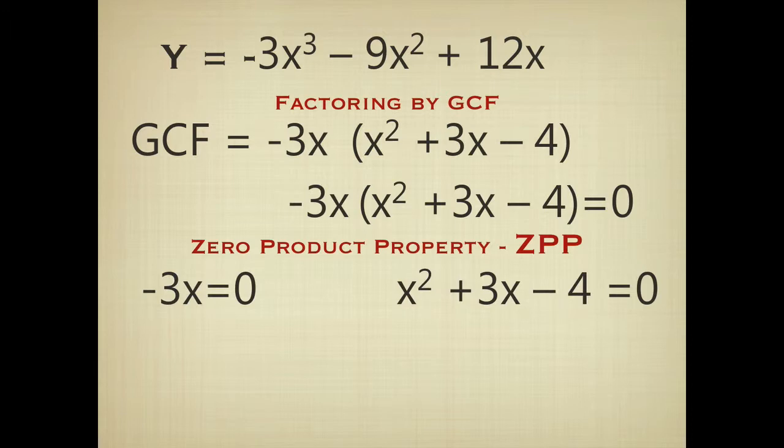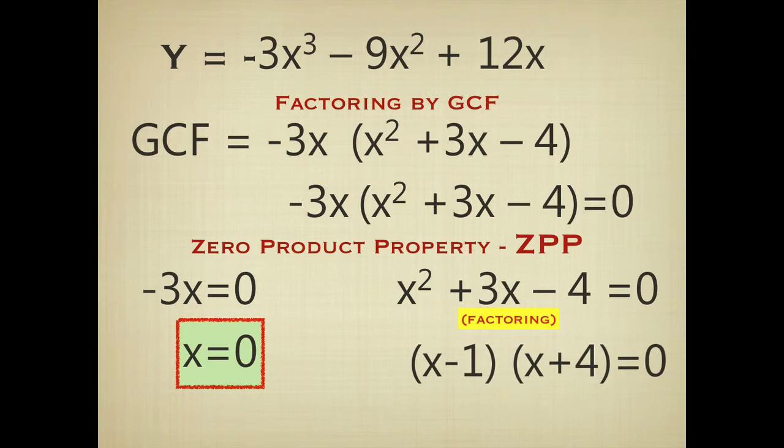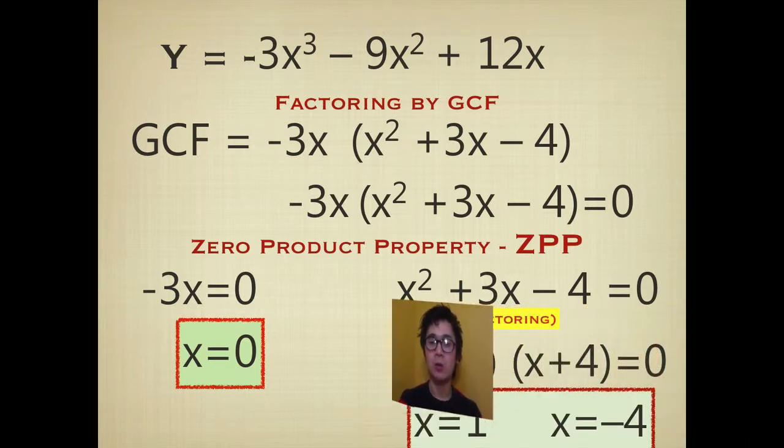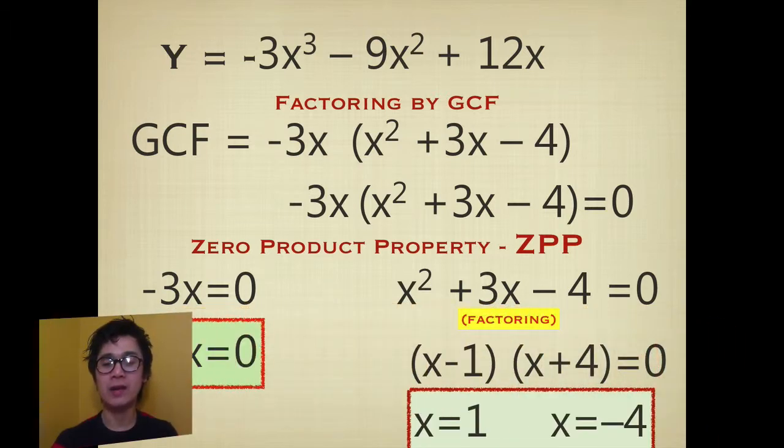So the first root for this polynomial will be at x equals 0. And if we factor out x squared plus 3x minus 4, the two factors will be x minus 1 and x plus 4. And using the zero product property, we have x equals 1 and x equals negative 4. Therefore, for this particular polynomial, we have three roots at x equals 0, x equals 1, and x equals negative 4.